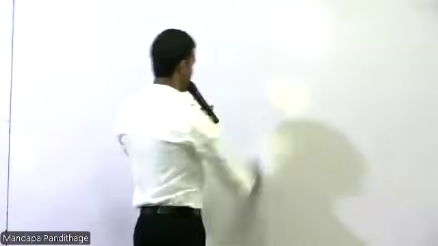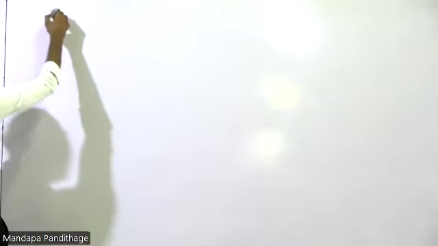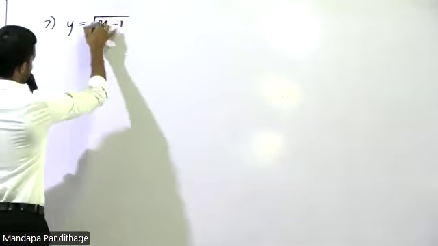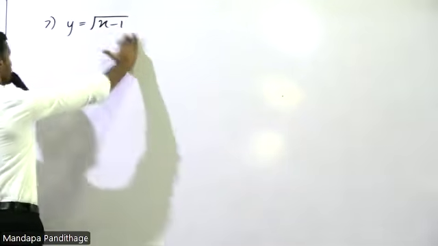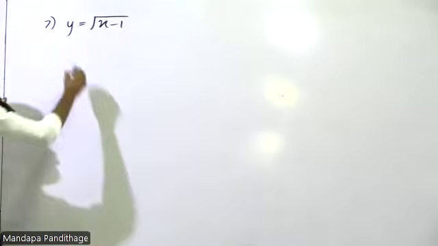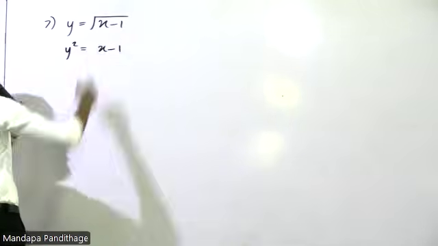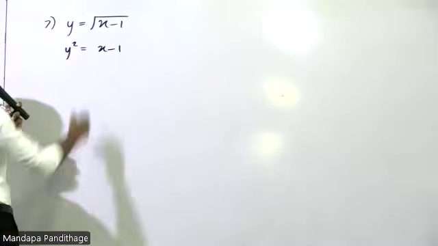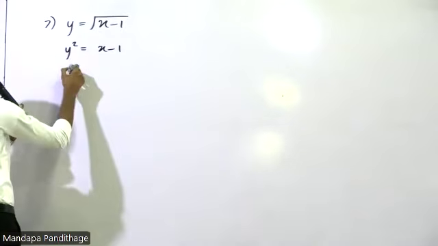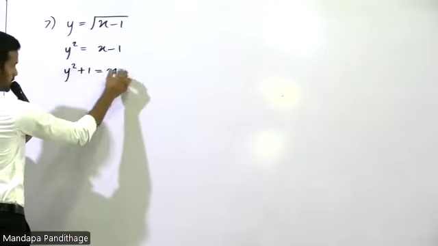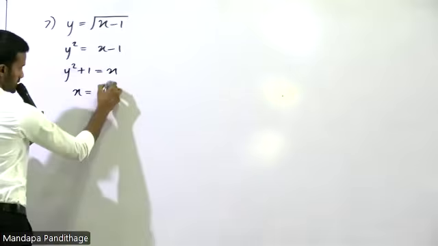Okay. So when you do this in the normal way, what we get is that y is equal to square root x minus 1. So this is what I get now. So when you consider the square of both sides, the square root cancels off. And when you take minus 1 here, it's y squared plus 1 is equal to x. So x is equal to y squared plus 1.